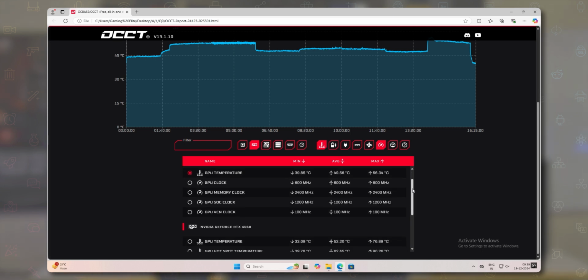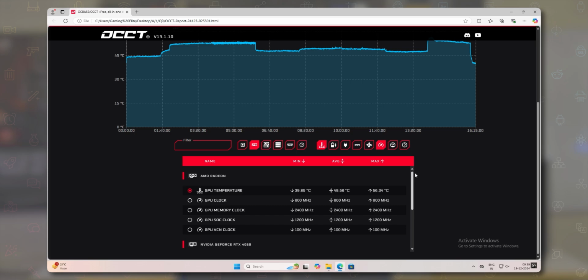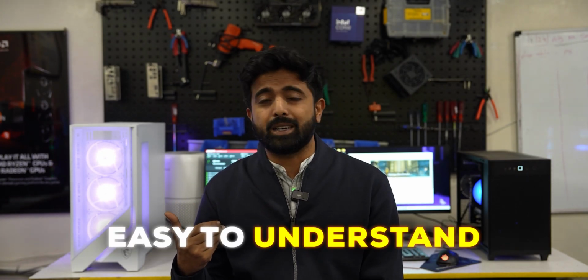Matlab, jab GPU test chal raha tha, to aapka power supply kitne load pe tha, aapke GPU ke temperatures kya the? In fact, different subcomponents of your GPU also. All of that is plotted on a graph and sent to you as an HTML file. So your test results are actually kind of easy to understand and also very, very easy to verify. Matlab, koi bhi claim kar sakta hai ki maine test kiya hai. But we are not just making claims, we are actually sharing testing data transparently.